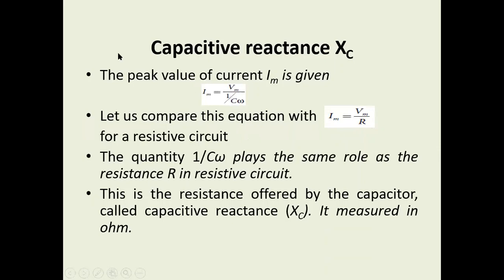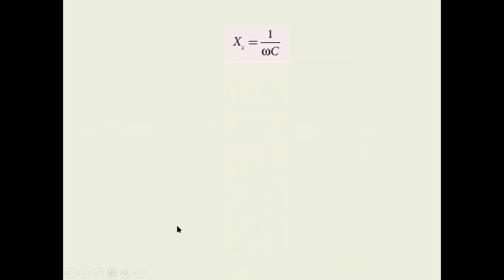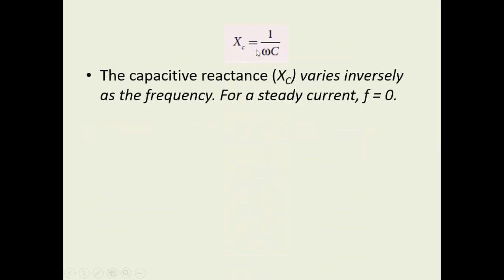So we call this capacitive reactance. Xc is equal to 1 by C omega. Now for omega, I am substituting 2 pi f. Here for an AC circuit, the frequency is not zero. So as the frequency increases, the capacitive reactance decreases. Or as the frequency decreases, the capacitive reactance increases.